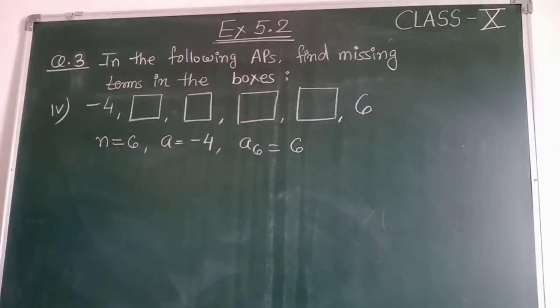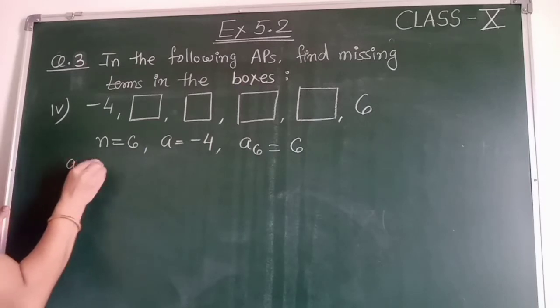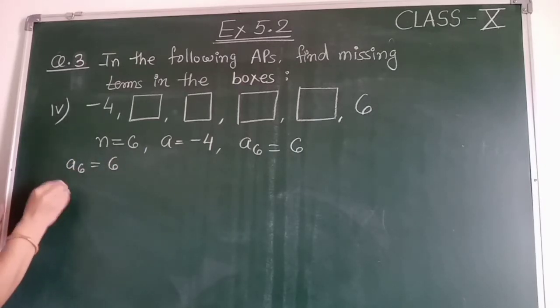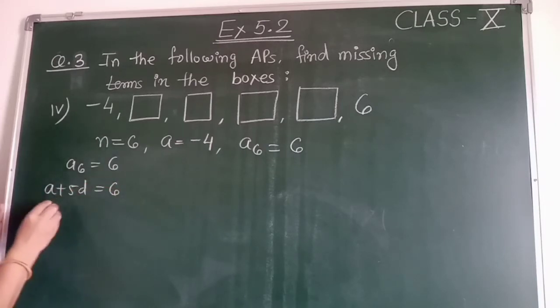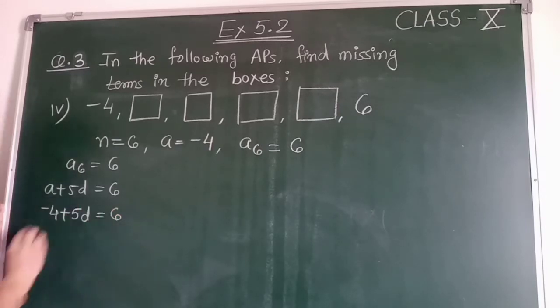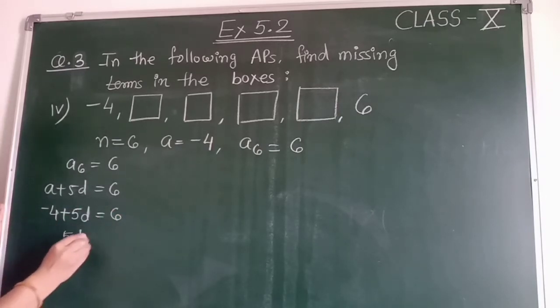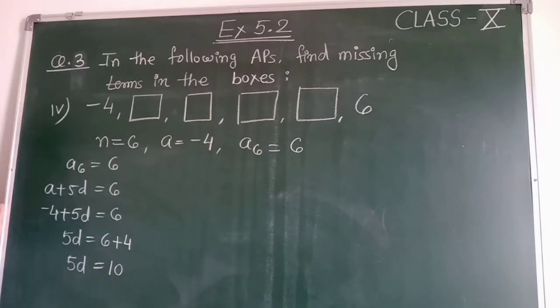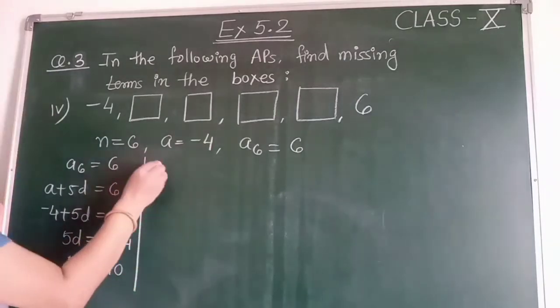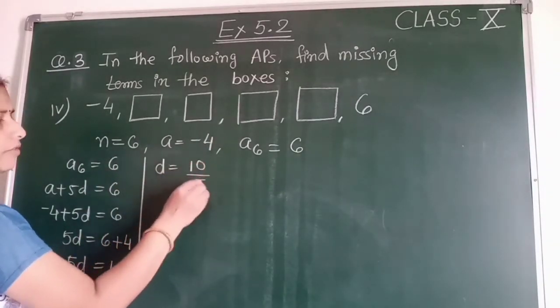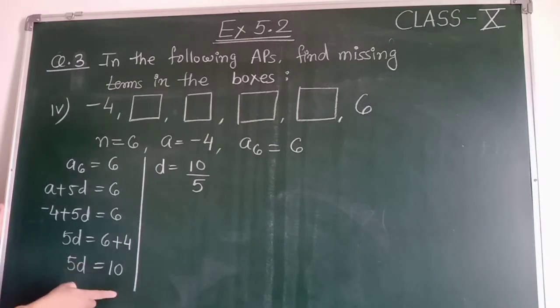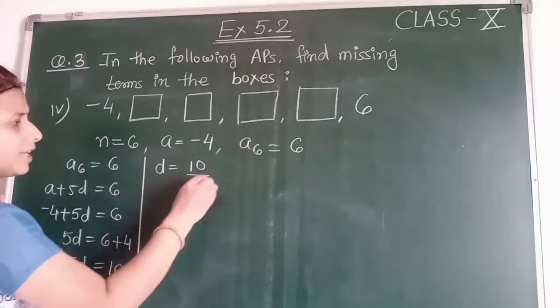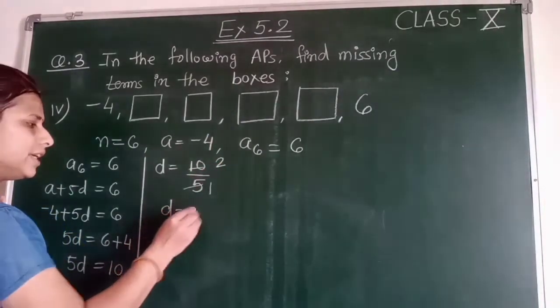First, we will find D. Here, the sixth term is 6. Sixth term can be written as A plus 5D equals 6. The value of A is -4, so -4 plus 5D equals 6. Then we will shift this -4 to the right hand side. We will get 6 plus 4. Then 5D equals 6 plus 4, it means 10. And then D equals 10 upon 5. This 5, when shifted to the right hand side, will come in the denominator. Then we will cancel this out. The value of D is 2.